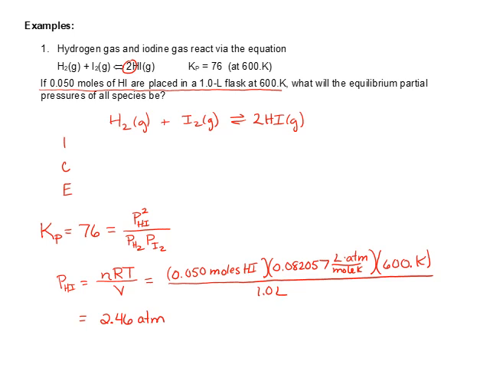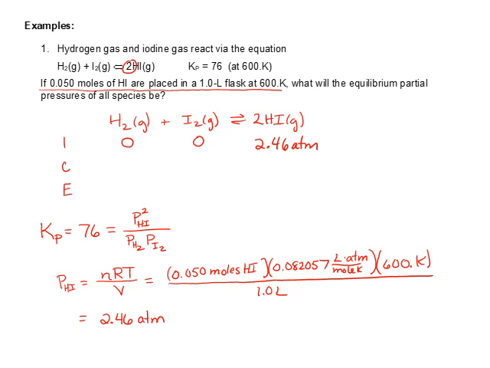Where does this go in our table? This is the initial partial pressure of HI, so we're going to place that here. And we'll assume that hydrogen and iodine started off at 0 atmospheres. Which way is the reaction going to proceed as it goes towards equilibrium? Since we're starting with only products in this case, the reaction must actually proceed in the reverse direction.